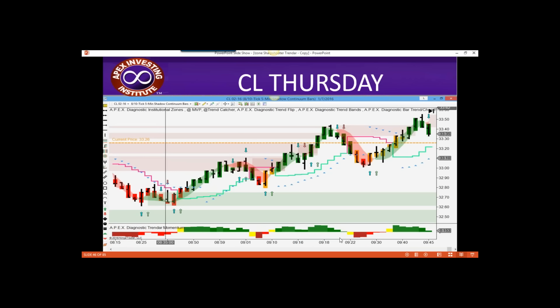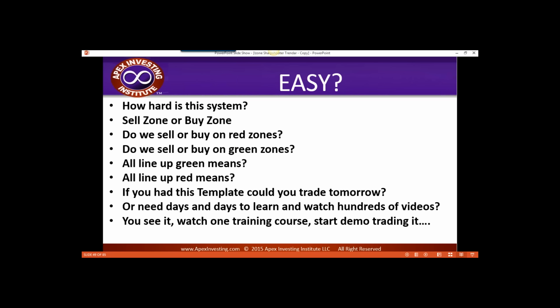You don't sell at a green zone level. You don't buy at a red zone level. That's it. And everything's lining up or it's not. That's really it. I can try to give you some crazy examples or some crazy complex programming and tell you this is a complex system that you have to understand. And you don't. You got it.